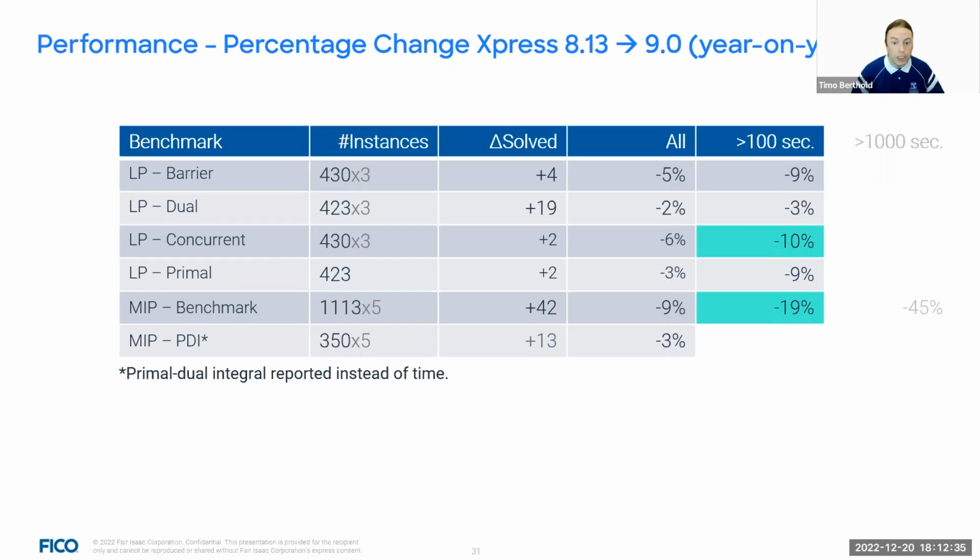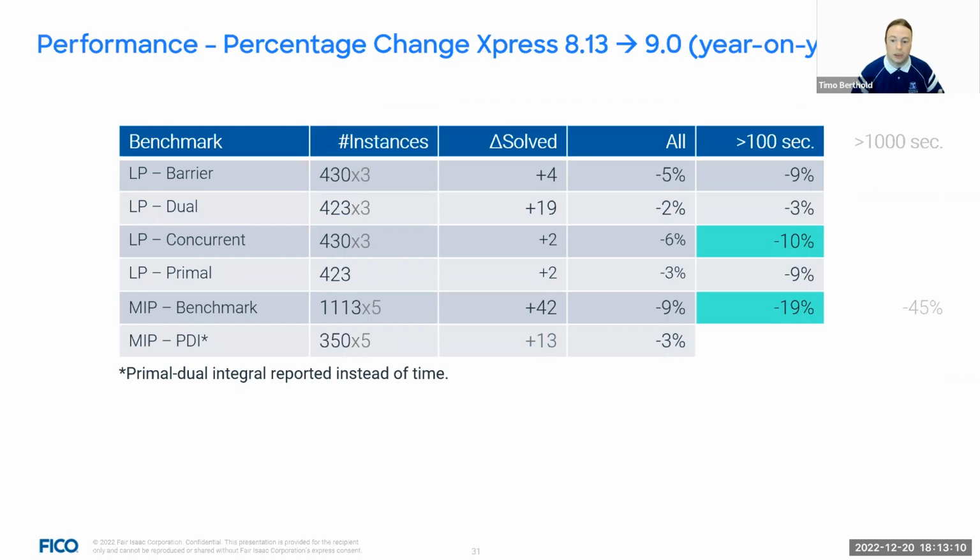Our MIP evaluation in particular is split into two sets: the benchmark set, for which we measure time to optimality, and the PDI set, which mainly consists of unsolvable models for which we measure the primal dual integral. This is also why the 100 greater 100 second column does not exist for the PDI set, because almost every instance would fall into this category. And looking at performance, we can see improvements in the individual MIP solvers and a nice 10% improvement for concurrent.